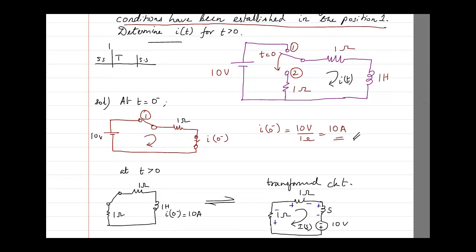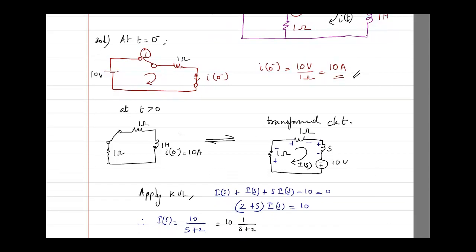What we have had here is a switch at position 1. At that time it has achieved steady state. In steady state, instead of the inductor, we will have a short circuit, and we will find out the current flowing through it. With that, we will find the current at the initial condition, which is I naught minus. Now at t greater than 0, we look at where the position of the switch is, which is at 2.